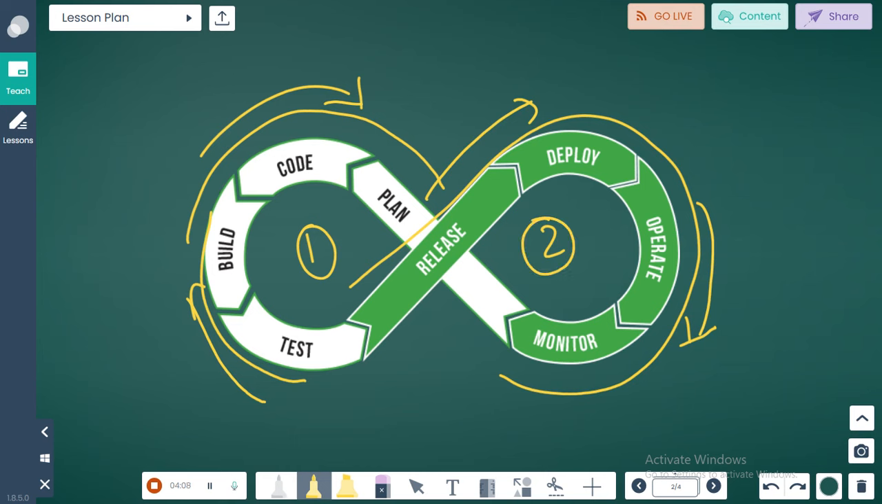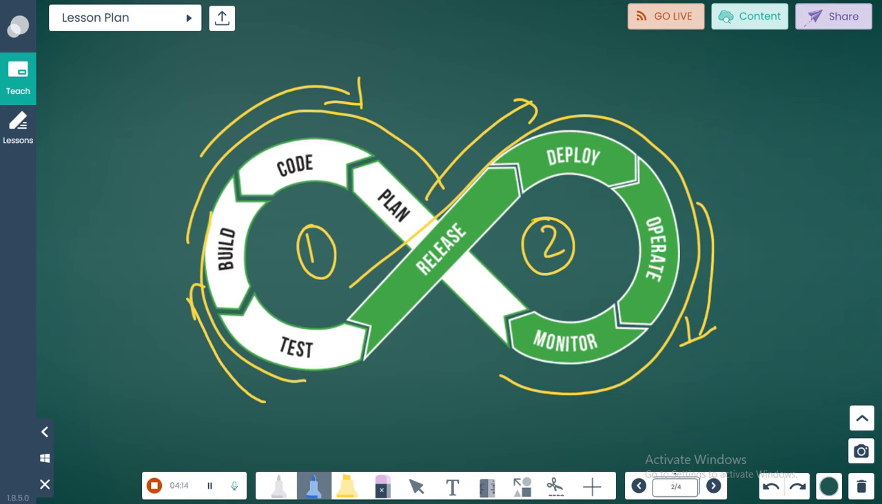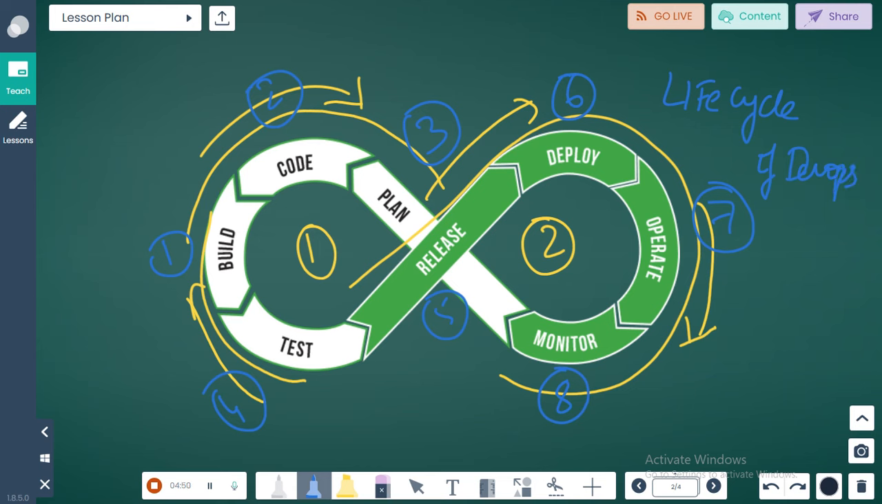So we have build, coding, planning, testing the code, releasing the code, deployment to production or non-production environments, and then operating and monitoring the whole process. This is the whole life cycle of DevOps.